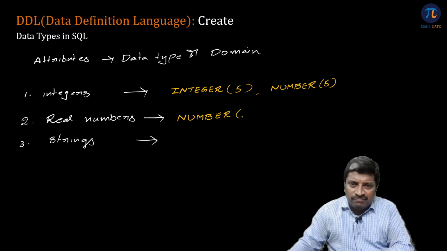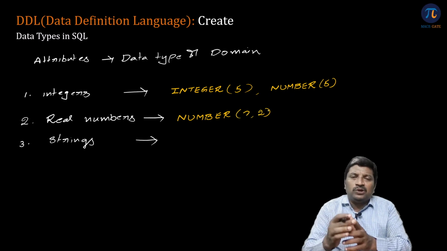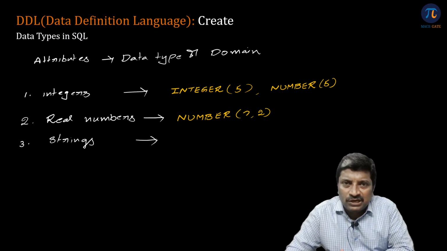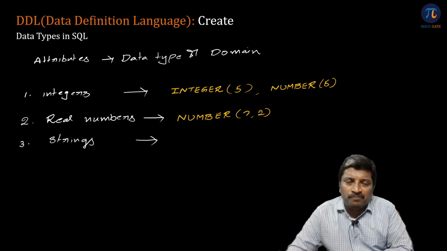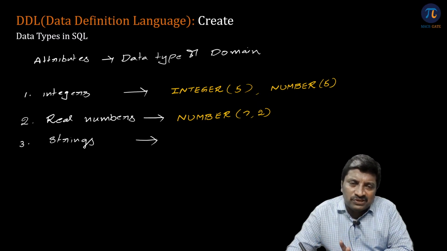suppose I have written 7,2. What does it mean? Totally I am having 5 places. Out of 5 places, 2 places are after the decimal. That is about real numbers.